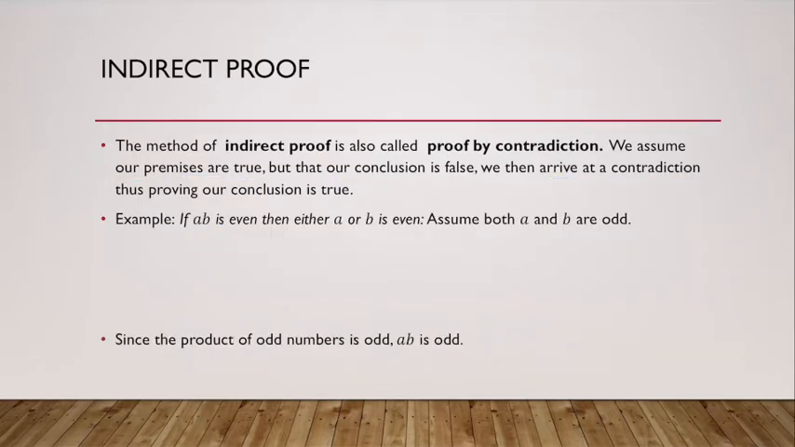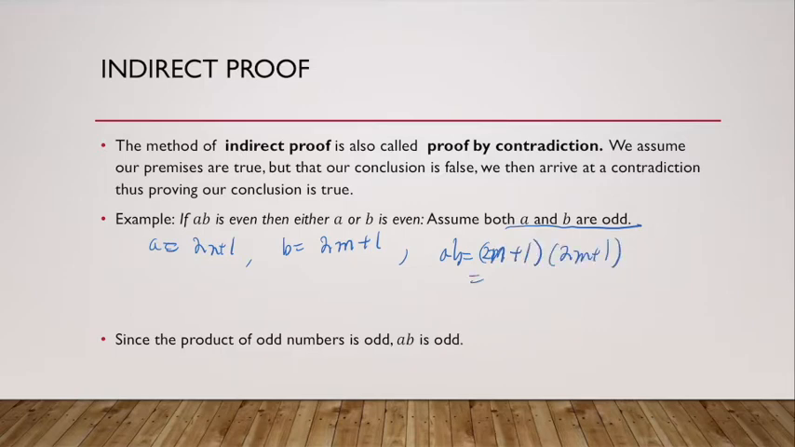Let's work through another proof by contradiction. So if AB is even, then either A or B is even. Let's assume that both A and B are odd. So let A equal 2n plus 1 and B equal 2m plus 1. I need to go ahead and multiply these two together. So I have AB equals 2n plus 1 times 2m plus 1.